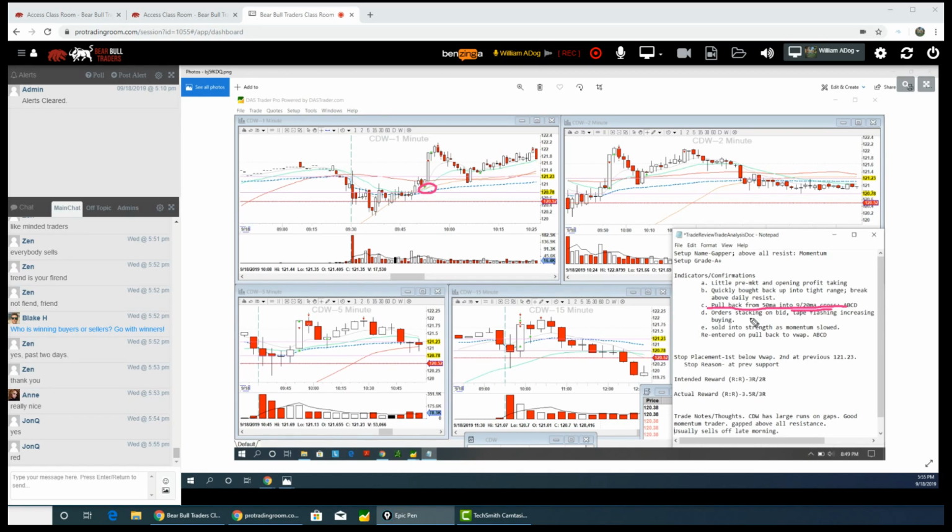Sold into strength as momentum slowed. Re-entered on a little pullback right here. Stop placement first below VWAP. Second at... So the first stop is right below here. Second stop at the previous 121.23. Got it? So you had a wide stop on that second one.